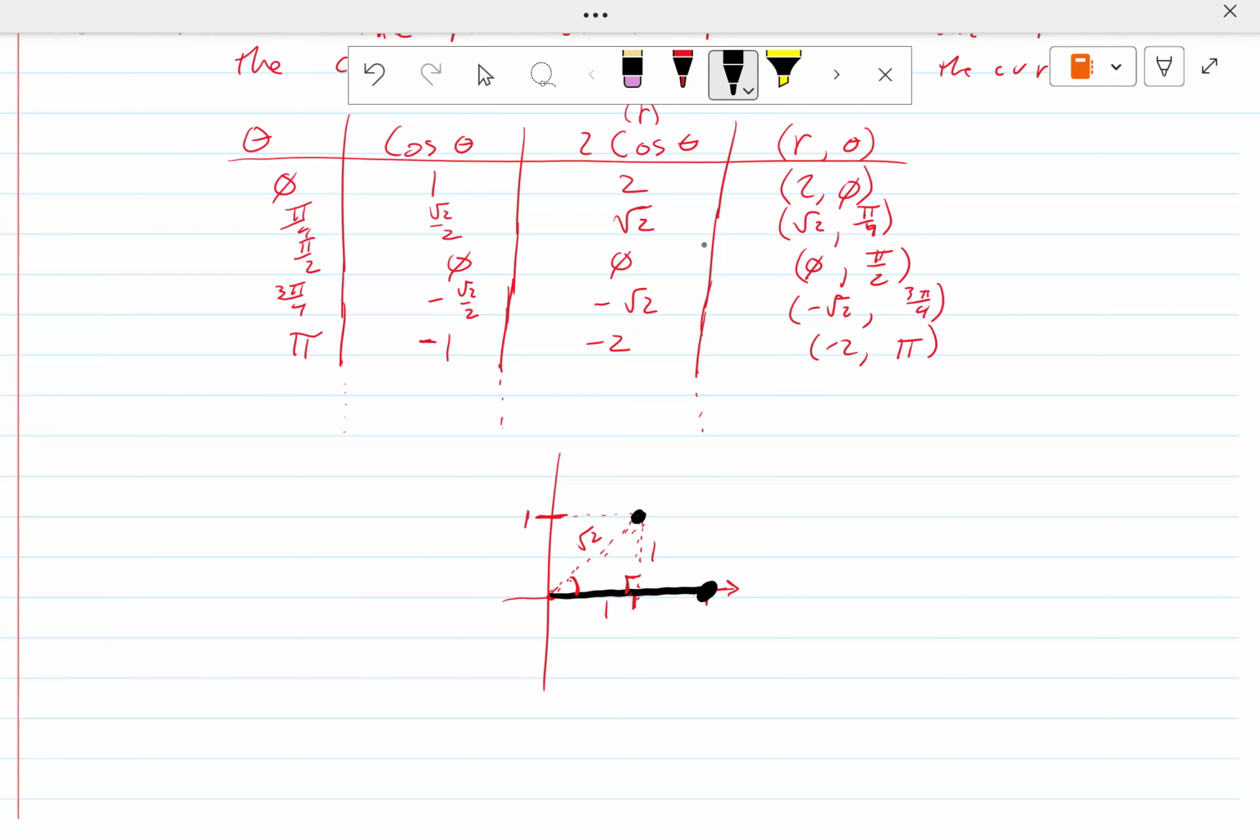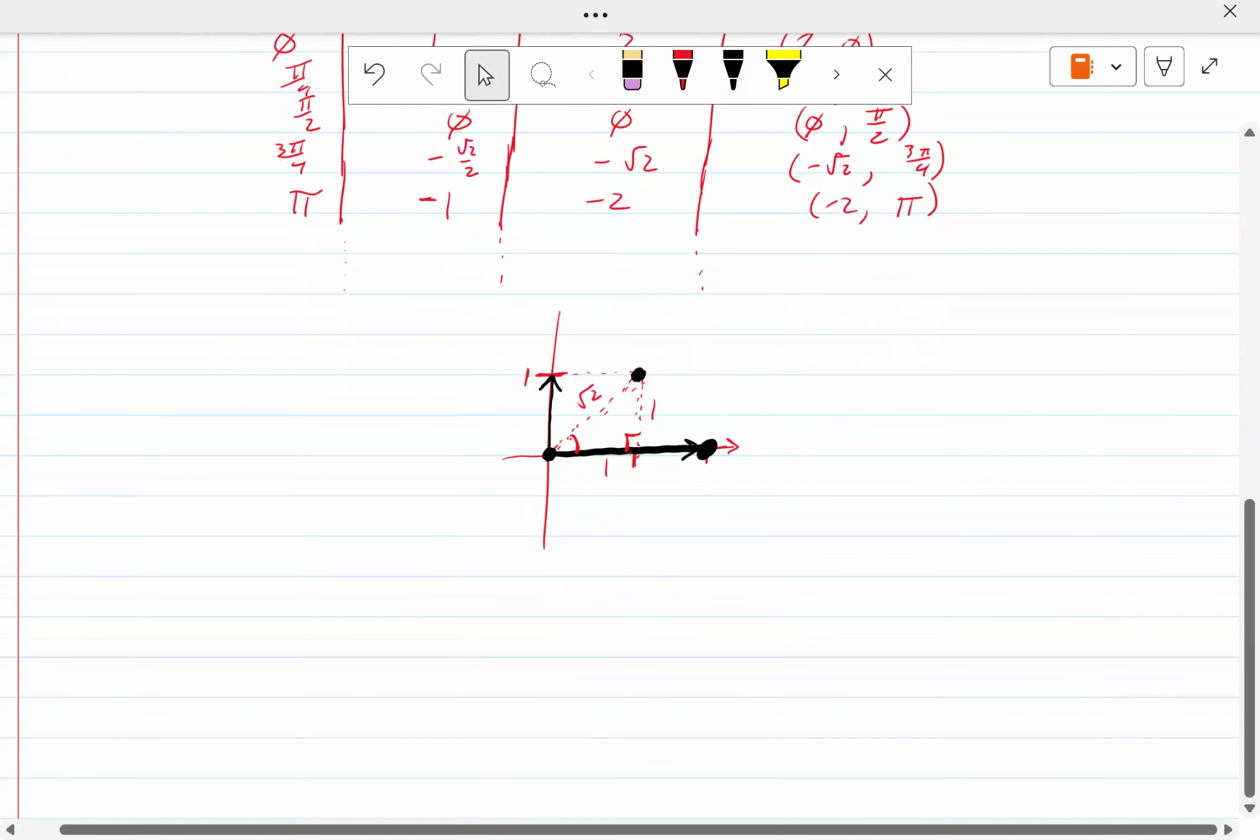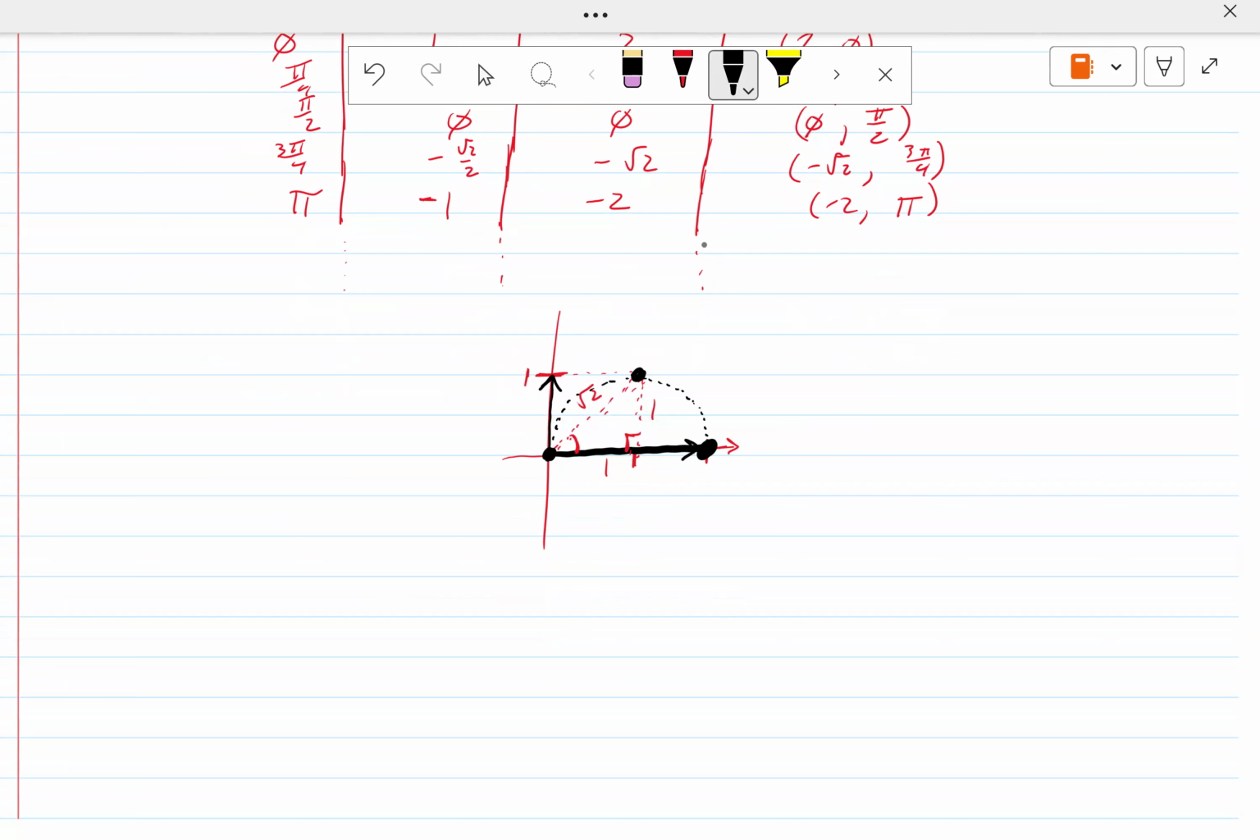At pi over 2, where am I at? At pi over 2, which is at a 90-degree angle, what's the value of r? Well, the value of r is 0. So my next point is here. Okay. So what I'm getting is a curve that goes through these points.